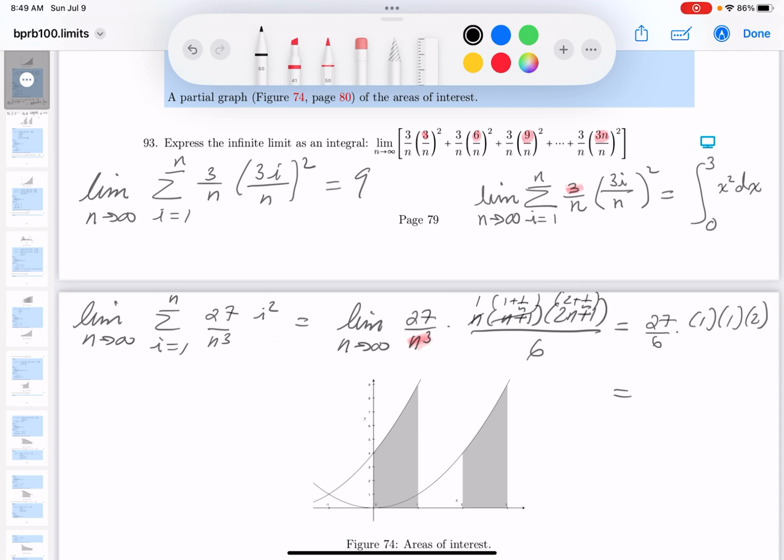Well, let's see what you get here. It looks like you get 27 times 2 over 6. 2 goes into 6 3 times, and 3 goes into 27 9 times. We're getting the same answer. Thank you.